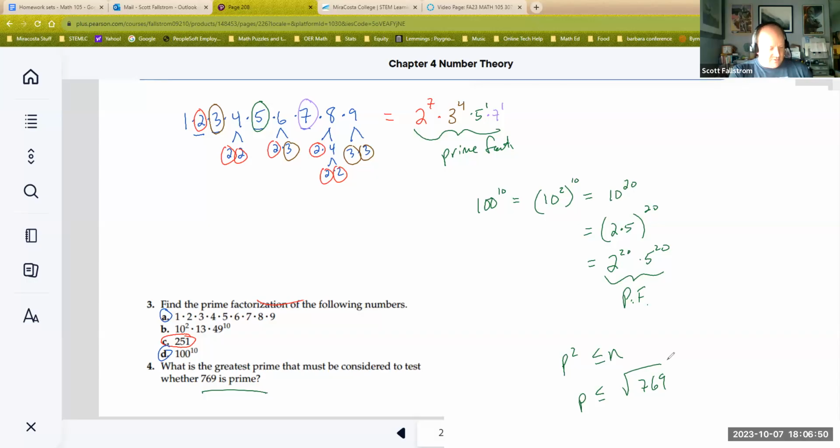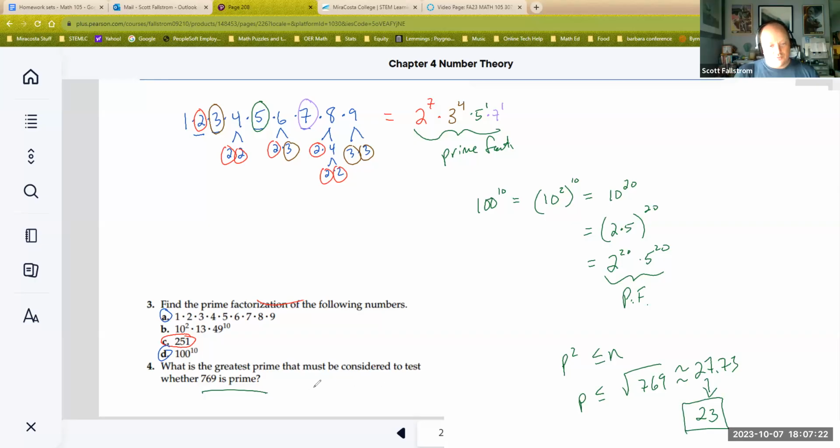Let's see here. So square root of 769. Oops, my calculator makes me do the square root first. Okay, so if I do the square root of 769, this is approximately 27.73. So now notice we don't check 27. 27 is not a prime number. So 26, no. 25, no. 24, no. So I would round this down and say 23.